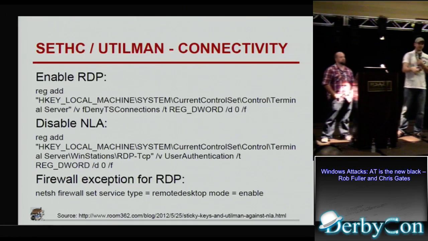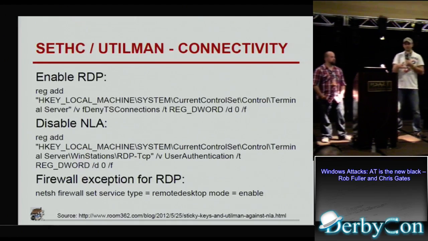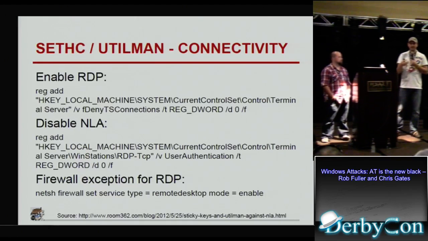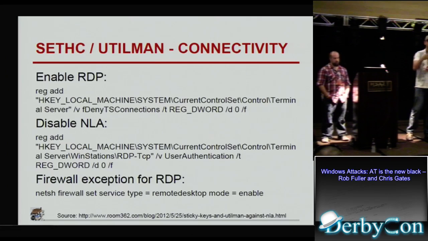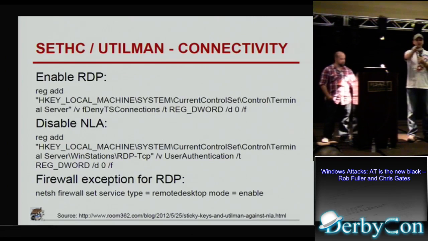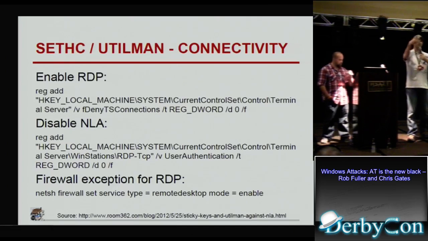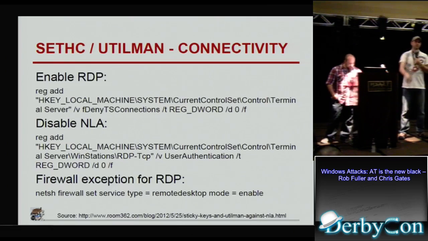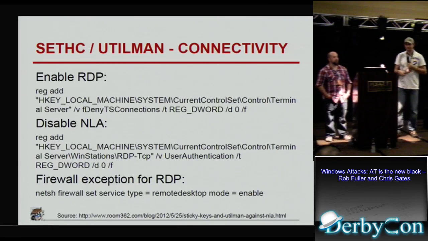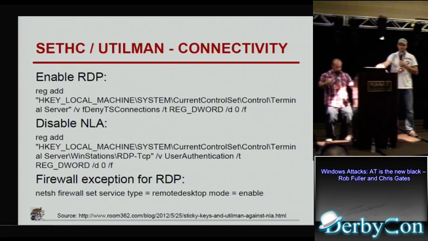So first, I want to make sure that RDP is enabled, and then I can disable NLA with a single registry key, changing it from a 1 to a 0, without reboot. So I make one registry key change, and now I don't have to authenticate. So now when I RDP to that box that I've popped at one point, I hit shift 5 times, I get my shell back. Yay! And there's the firewall exception.